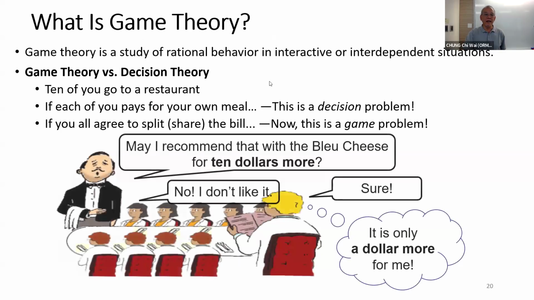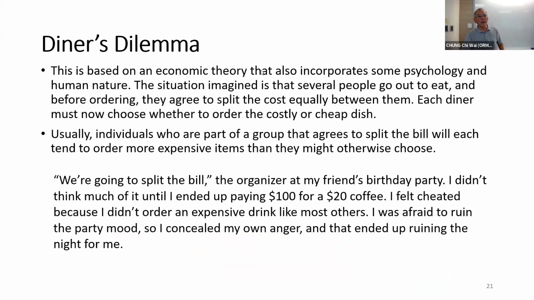So consider this example. Ten persons have a dinner, and they can pay the bill in two different ways. If each of these 10 players pays for their own meal, then this is a decision problem, not a game. But if they split the bill, then this is not a decision problem anymore. This is a game problem. Later you will analyze this dilemma.